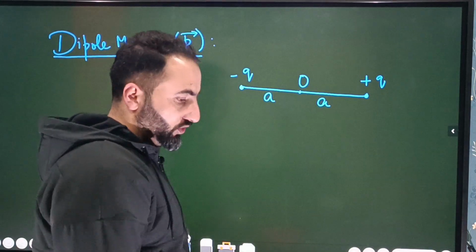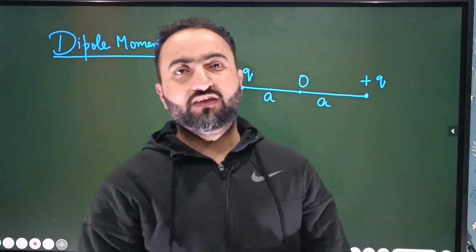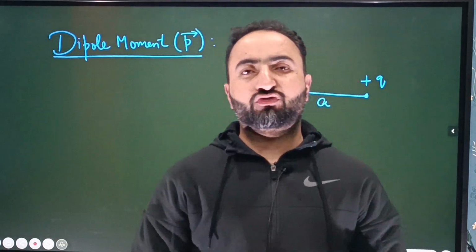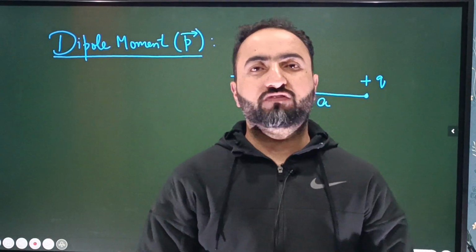So what is the charge of the dipole? That's q. And what's the dipole length? That's twice A. Okay, we can take the dipole length as A. Why do we take the dipole length as twice A? It is simply for mathematical convenience.